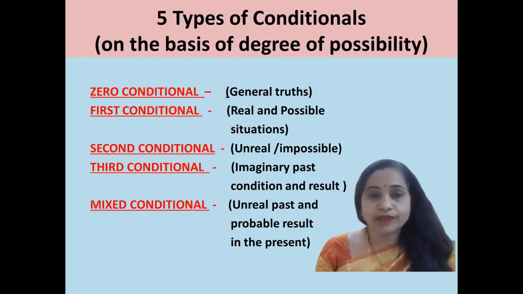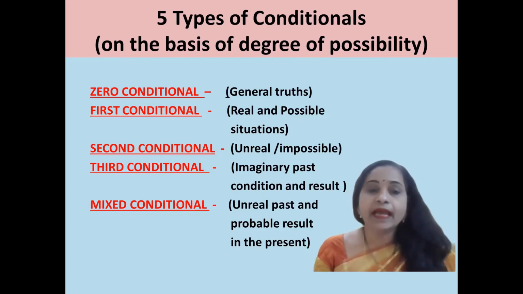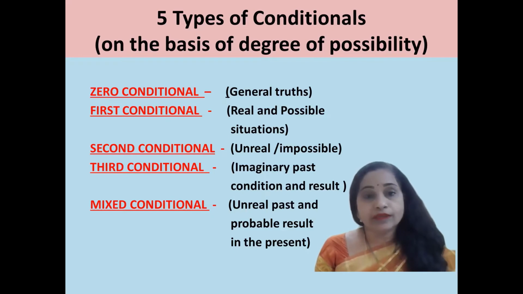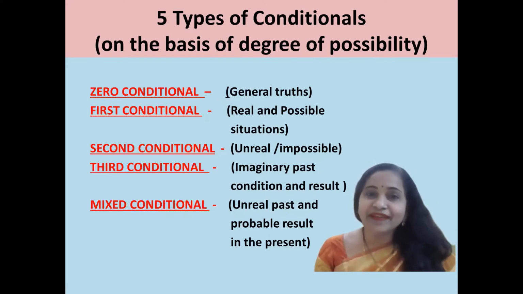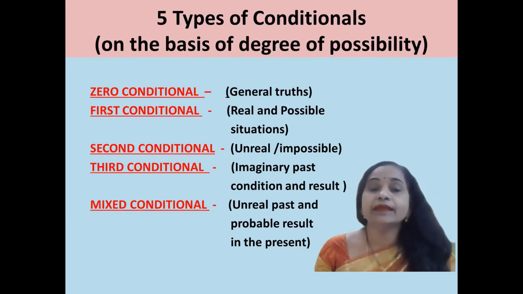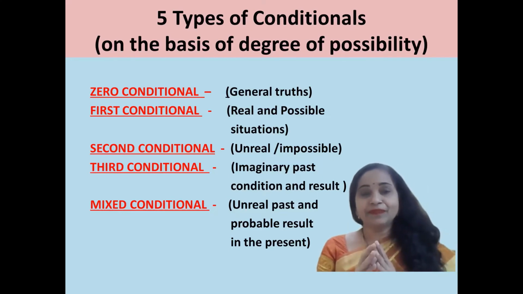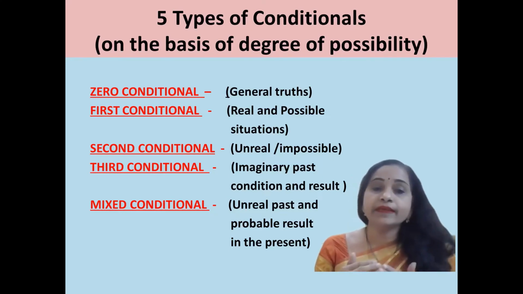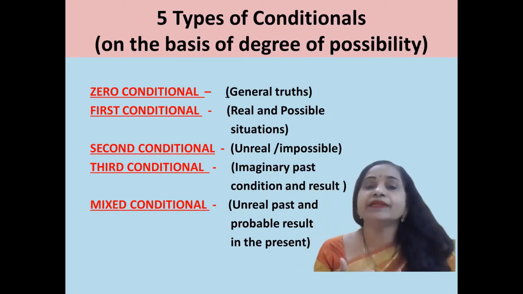So let us talk about the zero conditional. The zero conditional talks about general truths and the first conditional talks about real and possible situations. In our life, there are some real situations and there are possible situations. So when we discuss this, we use the first type of conditional. The second conditional talks about unreal and impossible conditions. And the third conditional talks about the imaginary past condition and its result.